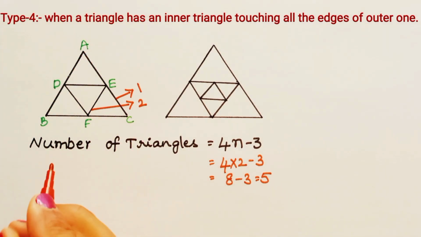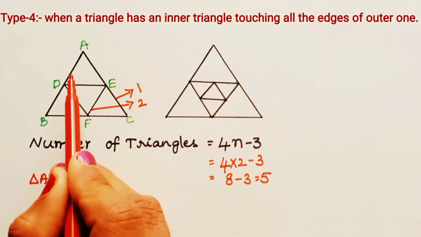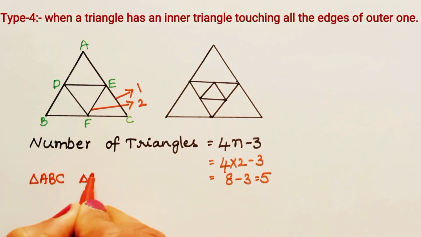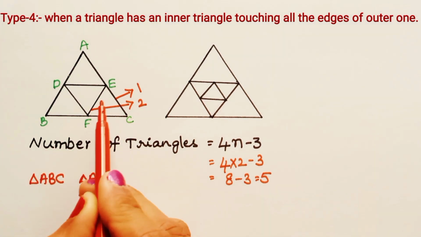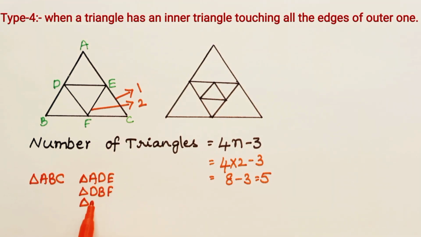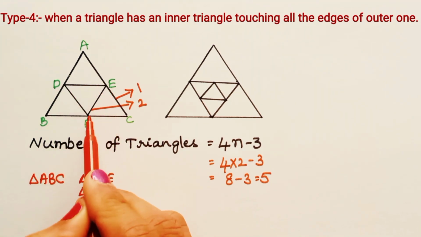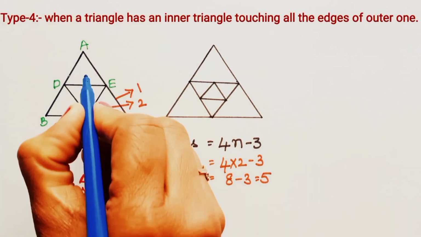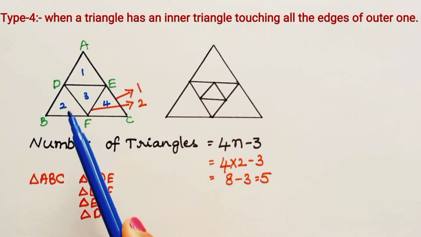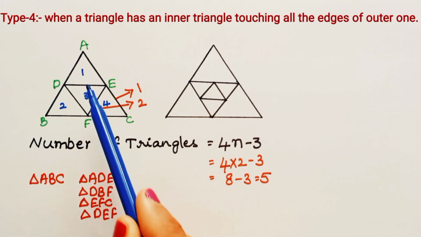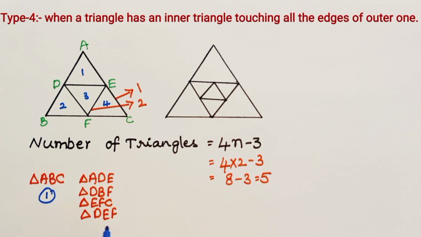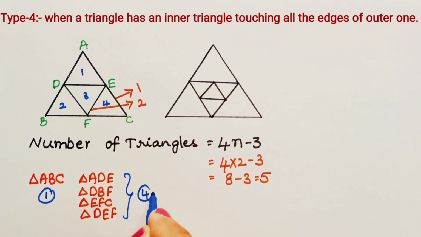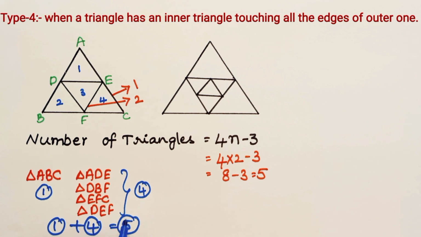Triangle ABC and triangle ADE, triangle DBF, triangle EFC and triangle DEF. So there is one bigger triangle ABC and there are smaller triangles 1, 2, 3, 4. So there is one bigger triangle and 4 smaller triangles. So 1 plus 4 is equal to 5 triangles present in the given figure.